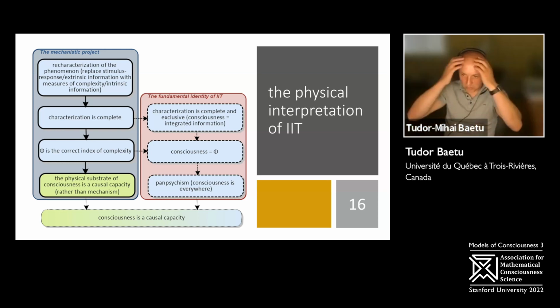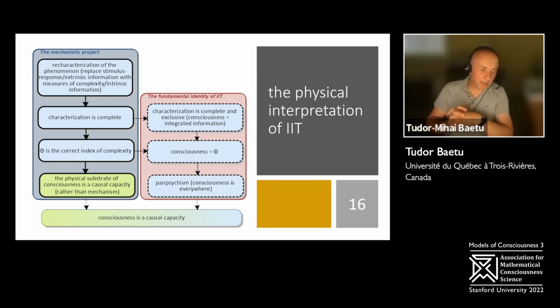Okay, so that is it. Now what I'm giving you here is my reconstruction of the physical interpretation offered by Tononi and Koch in their 2015 article. What you see on the left side is the mechanistic project with the recharacterization of the phenomenon of consciousness, which replaces the standard stimulus-response or extrinsic information approach with measures of complexity or intrinsic information. And this is supposed to give us some new clues about the physical substrate of consciousness. For example, it tells us that there is some kind of causal capacity mechanism that generates many combinatorial possibilities. Now the IIT itself goes in a completely different direction.